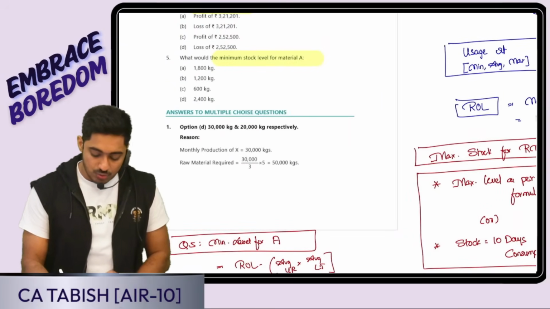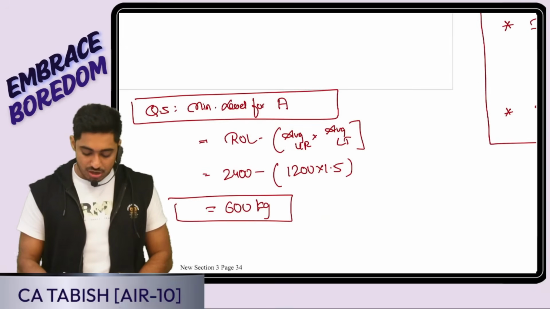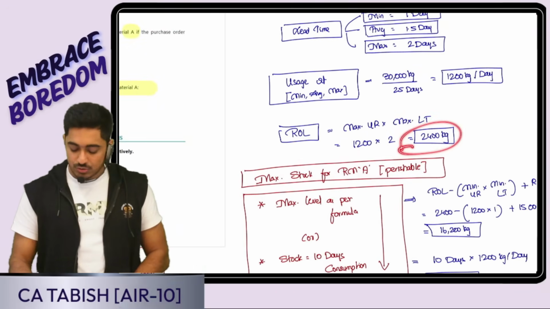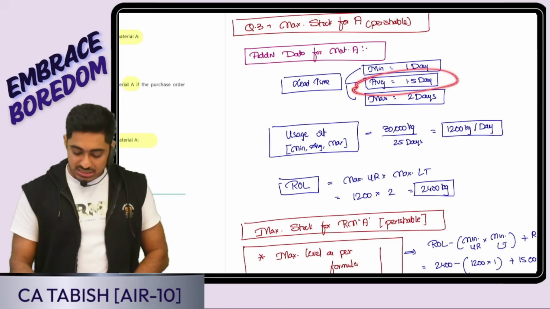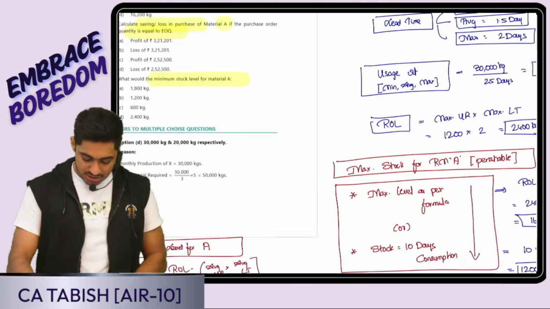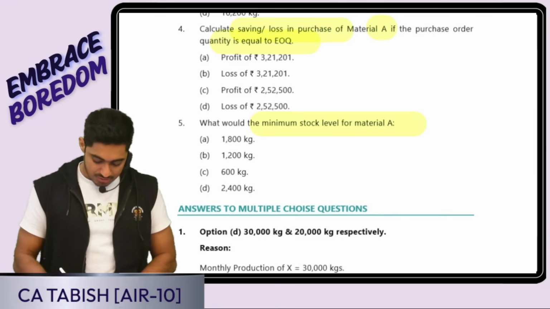Okay, fine. Fifth one, what is going to be the minimum stock for material A? How do I calculate the minimum stock? It is reorder level minus average usage rate into average lead time. Reorder level we have calculated as 2400. Average usage rate is 1.5 into average lead time, sorry, 1200. So it is coming to 600 kg. So your answer is going to be 600, which is going to be C.